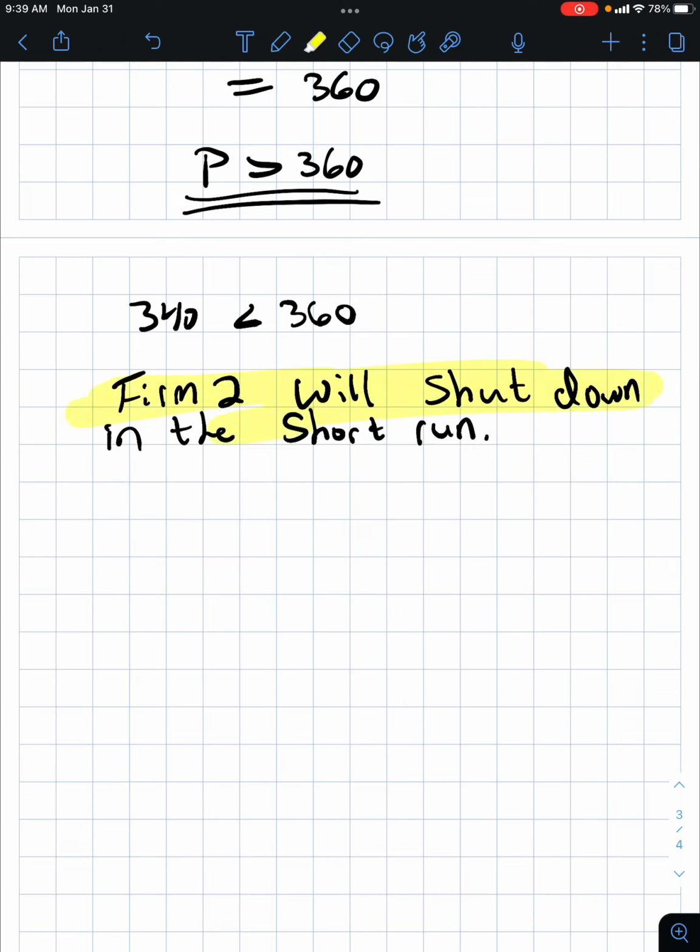And that is the solution to the problem. Firm 2 will shut down in the short run, but firm 1 will continue to produce.